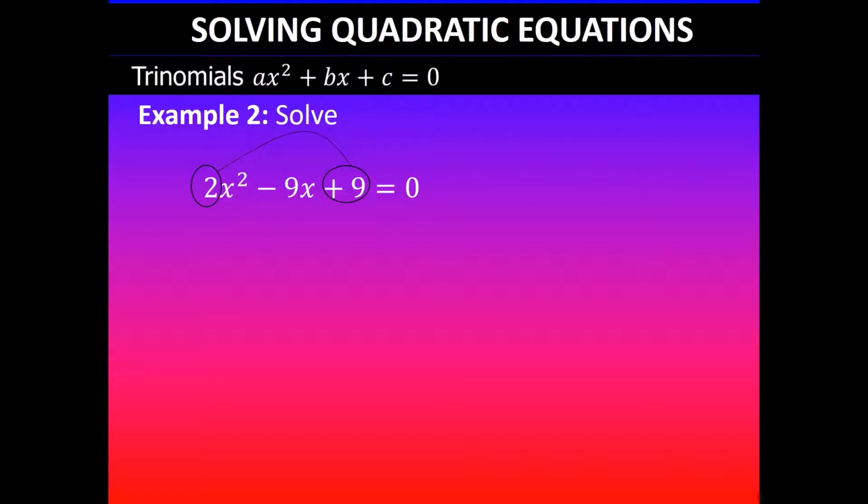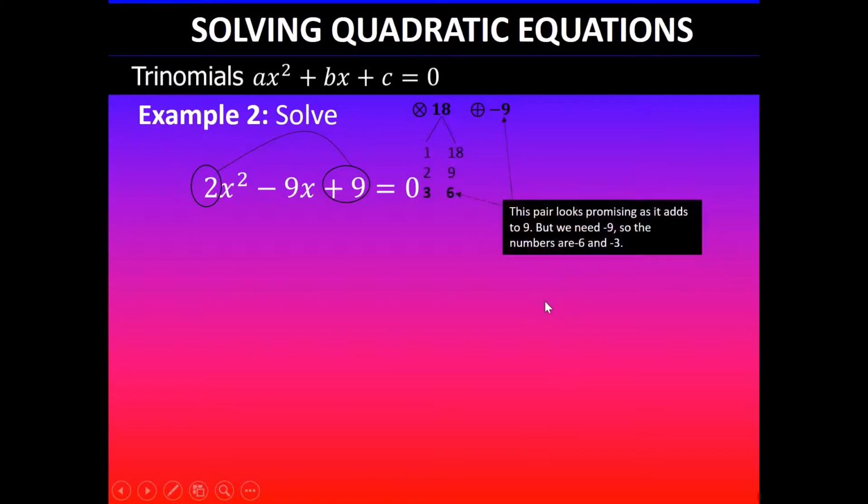So 2 times 9 is 18. What I have to do is list all the factors of 18 and see which pair adds to the middle term of negative 9. In this case I've got 3 and 6. This pair looks promising because if I go negative 3 and negative 6, if I multiply the two, I will get positive 18, and negative 3 and negative 6 will add to negative 9. So these are the factors.